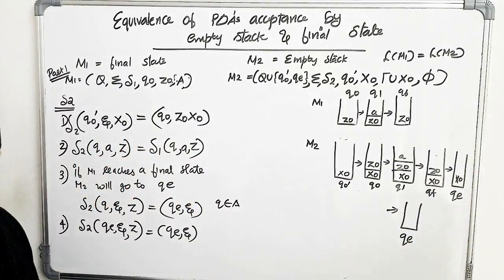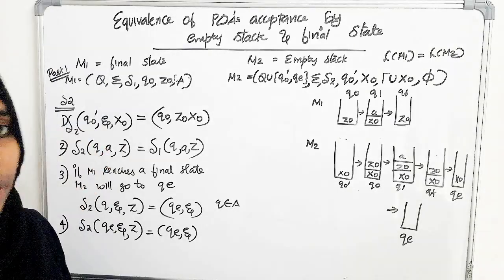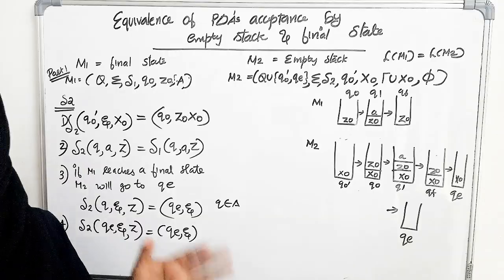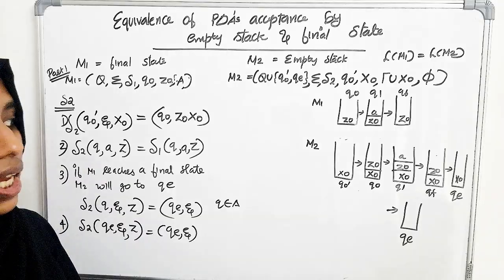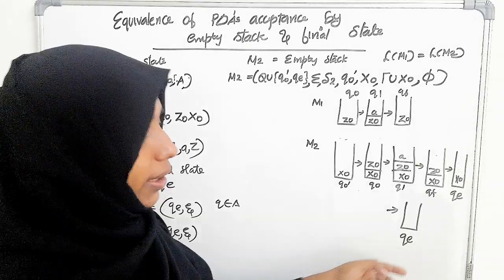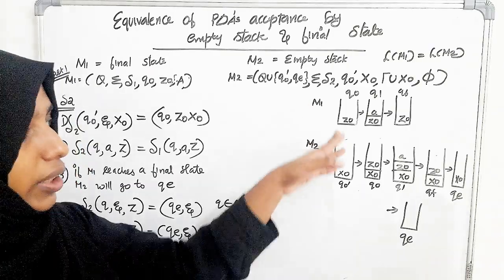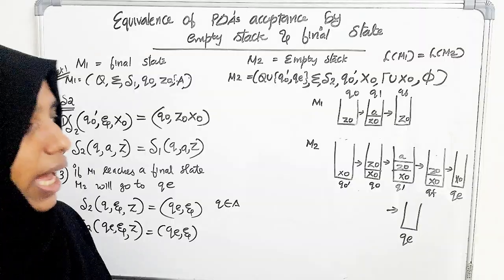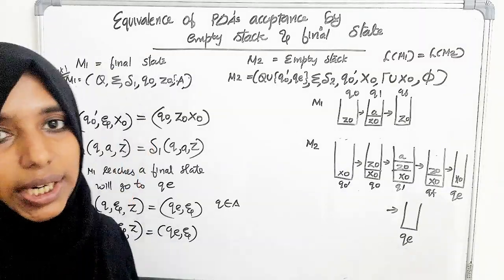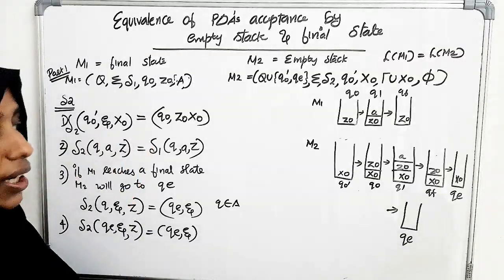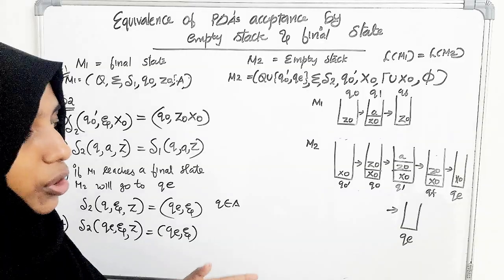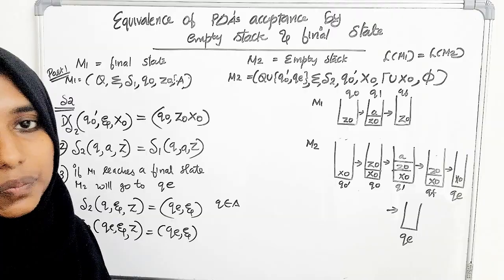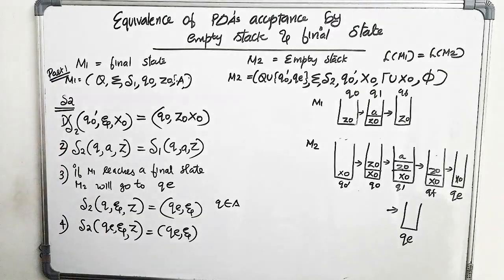So there won't be any meaning for the state QE. That is why we have inserted Z0, X0 and an additional symbol to M2, to make sure that it will have something to delete at the state QE when M1 reaches the final state, so that M2 will always have something to delete and there is a significance for state QE. That is why we have inserted an extra symbol, to make sure that it will have something to erase in QE. Okay, so that's it. These are the 4 steps.